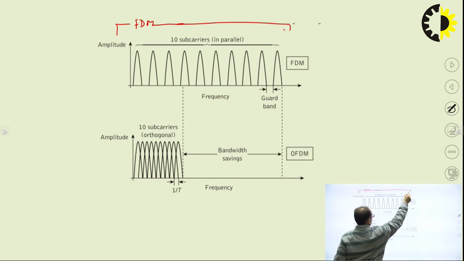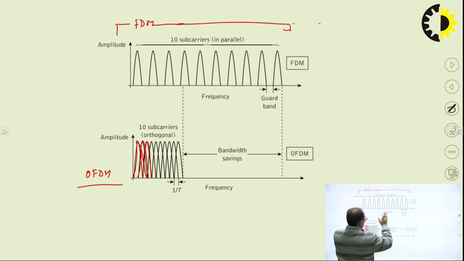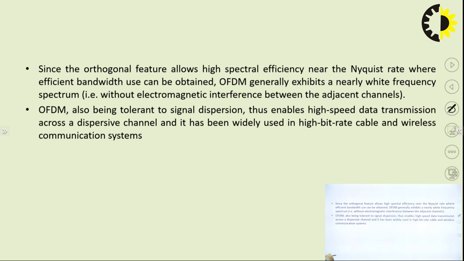Clear? And in OFDM, one subcarrier is this one, another one is this one, another one is this one. These subcarriers are all orthogonal to each other, so bandwidth will be saved for the same number of input channels. So OFDM allows a high spectral efficiency, near the Nyquist rate, where efficient bandwidth can be obtained.